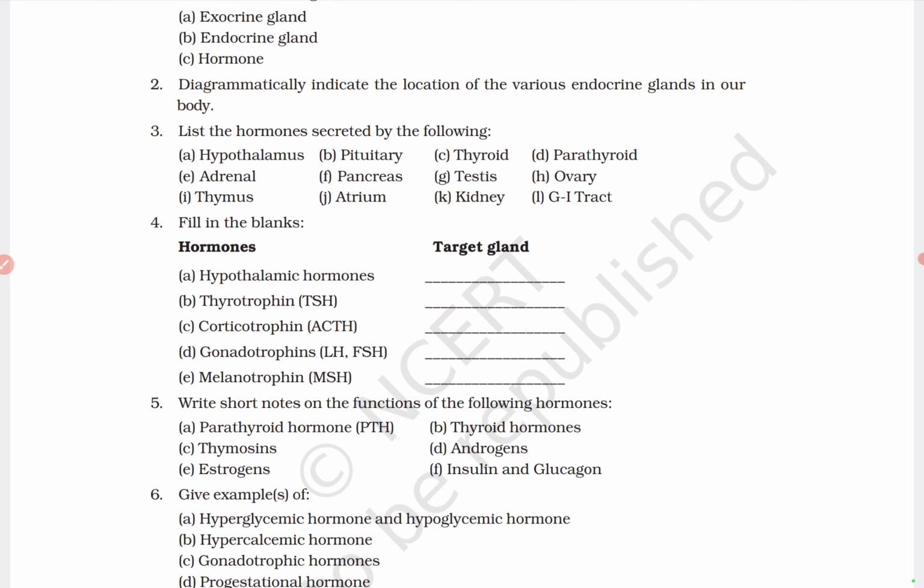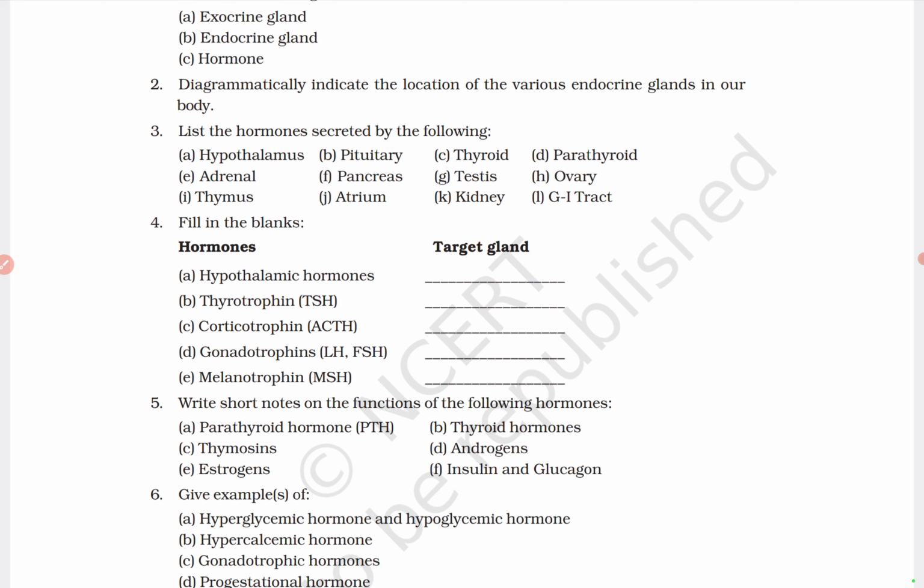Thymus secretes thymosin hormone. Atrium secretes atrial natriuretic factor, ANF. Kidney secretes renin and erythropoietin. And the GI tract, the gastrointestinal tract, secretes gastrin, secretin and cholecystokinin. These hormones are secreted by the GI tract.